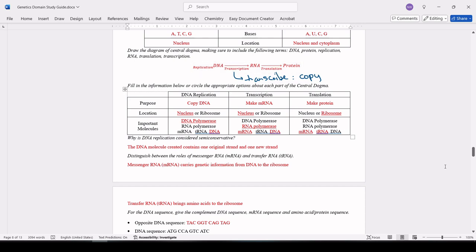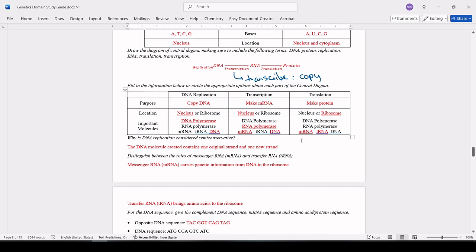For translation, to translate something is to change the language. So think about translating between English and Spanish. And so DNA and RNA are nucleic acids. That's one macromolecule. Protein is another. It has amino acids. So in translation, we're making the protein. This takes place in the ribosome. The ribosomes can be on the rough ER or they can be in the cytoplasm. But we focus on that is the location, is the ribosome of translation.